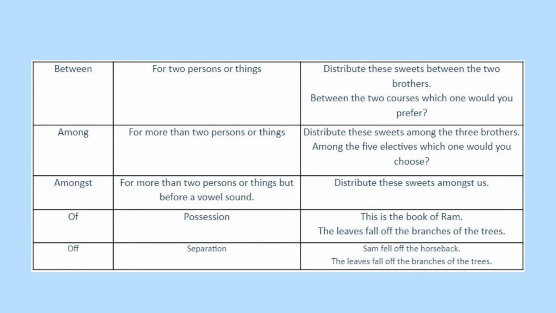It is also used the way among is used, but it is always used before a word that starts with a vowel sound. The example is, distribute the sweets amongst us. You can see that the word written after amongst starts with the vowel sound, "us", and so the preposition amongst is used.